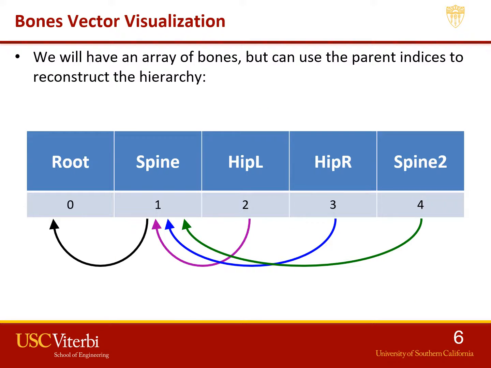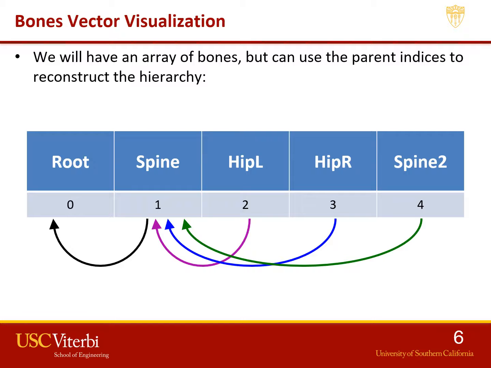Okay, so about that hierarchy. What we'll probably do is just make an array or a vector of all the different bones. And then what we'll need is to maintain the connections between the bones. Which one's the parent, which one's the child. And the simplest way to do that is to simply keep the index of the parent in each child bone.